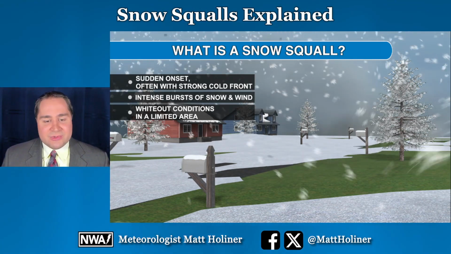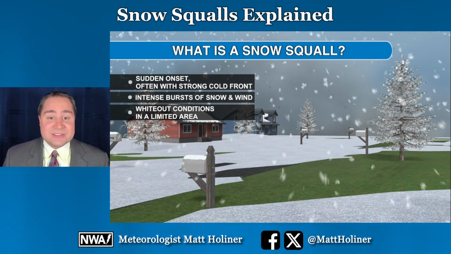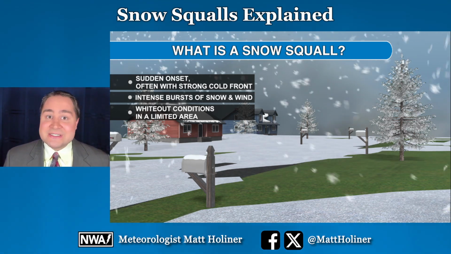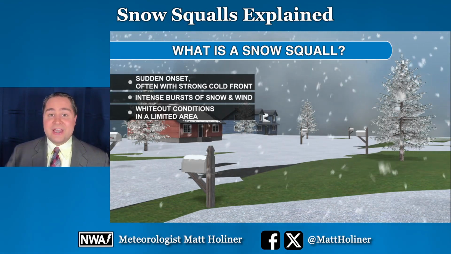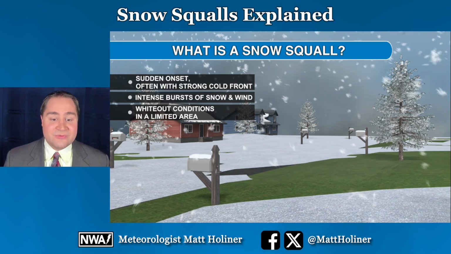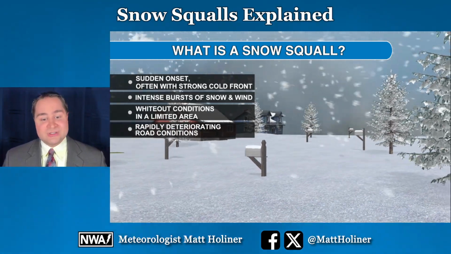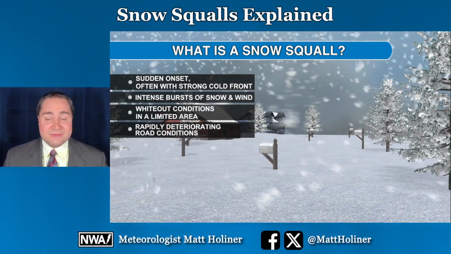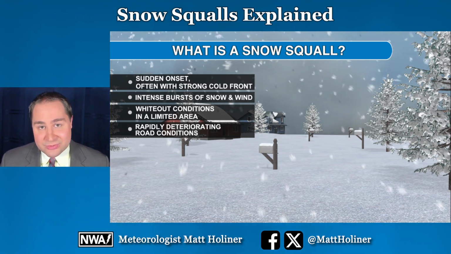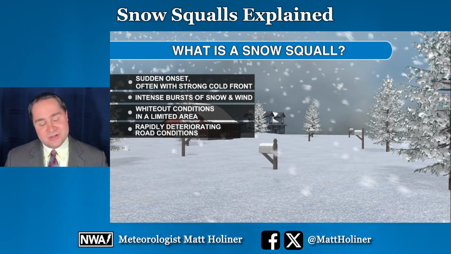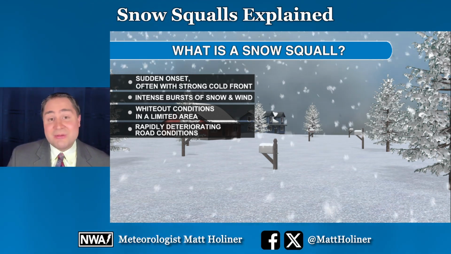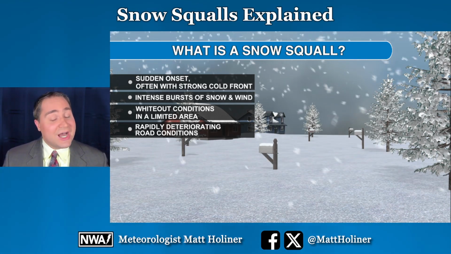So now we've got reduced visibility, and because temperatures are likely coming down with the cold front, if temperatures weren't already below freezing, they likely have switched to being below freezing, and so then that snow starts to accumulate. And then we start to get snow-covered roads with reduced visibility, and now we have a traffic mess on our hands. But the good thing about snow squalls is they do not last long.